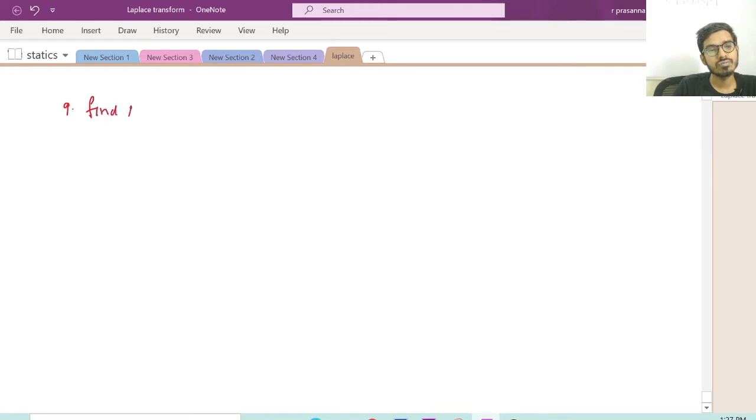Find the Laplace transform of sinh cube 2t. Sinh cube 2t, right? We need to find the Laplace transform for this function, so we need to find L of f of t. My f of t is given to be sinh of 2t whole cube.